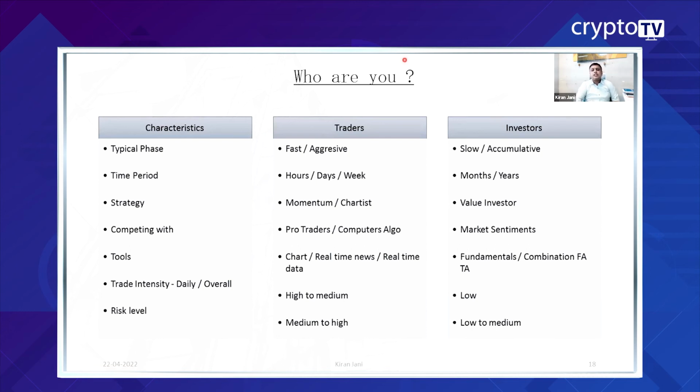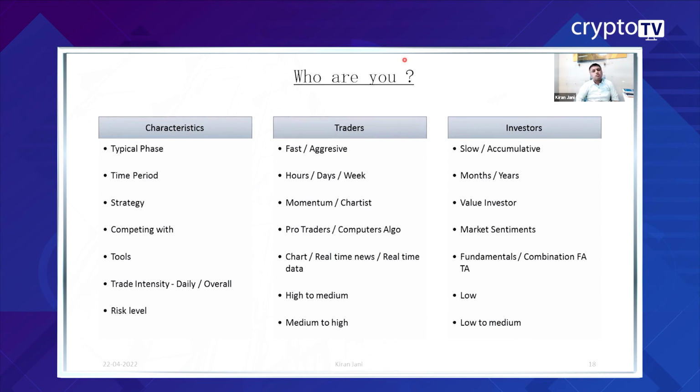If you are an investor, then you are a value investor. Say, for example, there is a crash in the crypto market and you identify the base value of that particular crypto and you buy, then you have become a value investor. Now a trader is competing with other traders or maybe computer algos. An investor is competing with market sentiment: there are a lot of rumors going on, a lot of negative news about the cryptocurrency, still you are holding. That is called competing with the market sentiment.